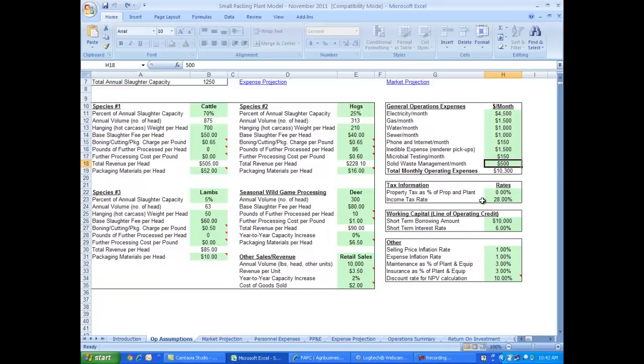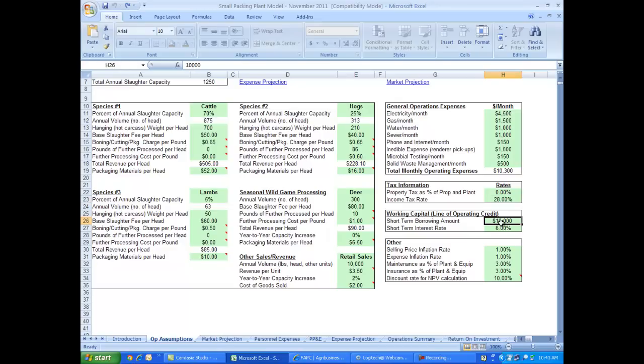Then, of course, solid waste management. Everywhere you go, every business is going to have a dumpster out there in the parking lot that has to be taken care of one way or another. So all these monthly expenses get multiplied by 12, then added into the rest of our profit and loss statements later on. Tax information relates to property tax for the plant and an income tax rate, which the business may have to consider depending on the way it's structured.